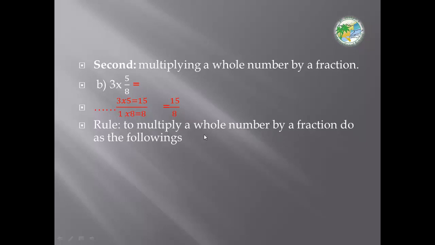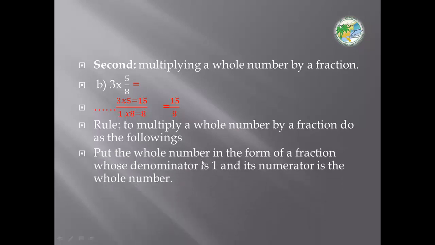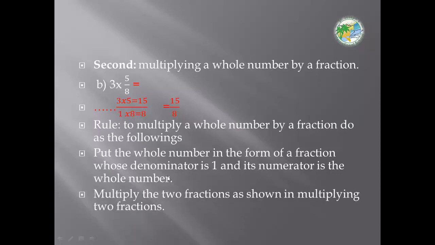Rule: to multiply a whole number by a fraction, do as the following. Put the whole number in the form of a fraction. يبقى احنا هنا عملنا الwhole number in the form of a fraction. 3 بقت 3 over 1. Okay? طيب whose denominator is 1 and the numerator is the whole number. Multiply the two fractions as shown in multiplying two fractions.